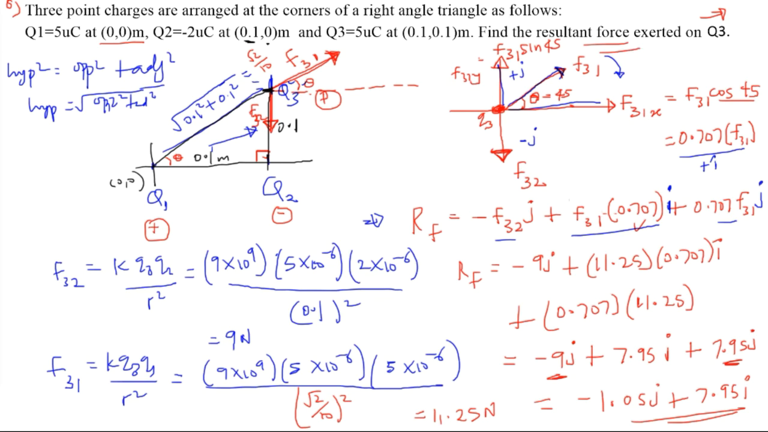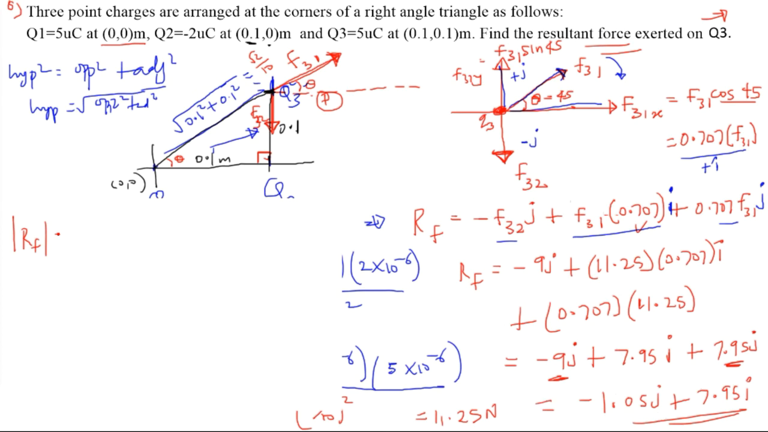But we can also find the magnitude. Resultant is like the total of this. To find the resultant, that will be equal to the square root of this, that's minus 1.05 squared. You can also check my video where I talk about resolution of vectors. I explained all of this. 7.95 squared. And if you press this on your calculator, you should have 8.02, and that's supposed to be in Newton.